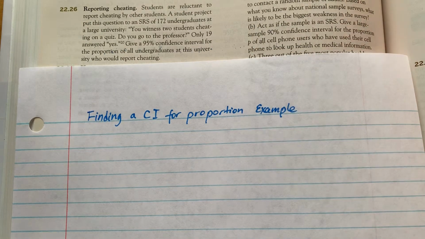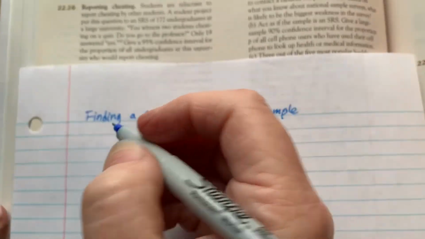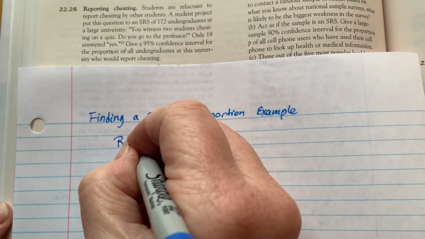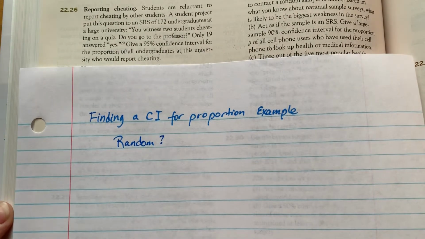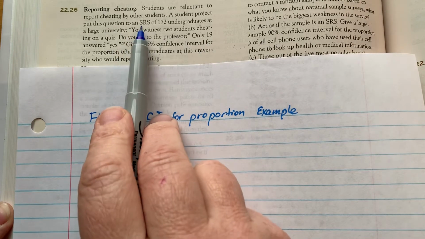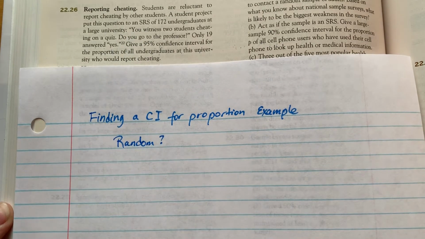Before I can use my normal distribution, I have to make sure that I'm meeting some of those conditions. If I'm not meeting those conditions, I cannot use my normal distribution in order to use my critical z-value. The first thing that is important is that this data comes from a random sample. Is it random? Well, there is something over here that tells me that this is an SRS. So they have randomly sampled their students.